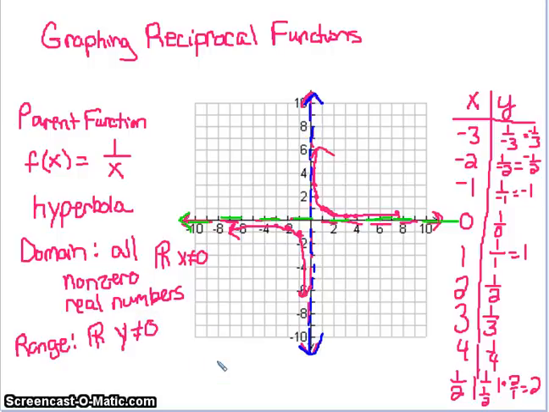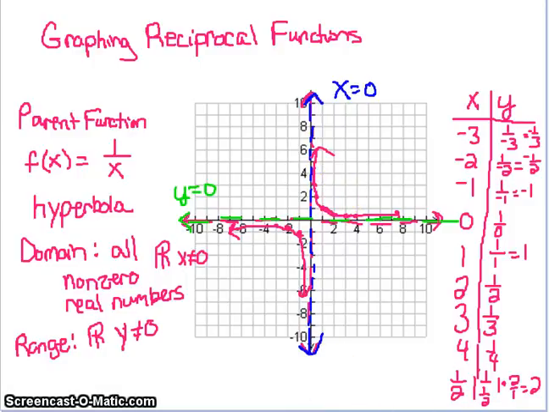We cannot have a 0 for y because we have an asymptote at x equals 0 and at y equals 0. And if you remember, horizontal lines are y equals 0. That's my horizontal asymptote. And vertical lines, x is made up of v's, so x equals 0 is my vertical asymptote.